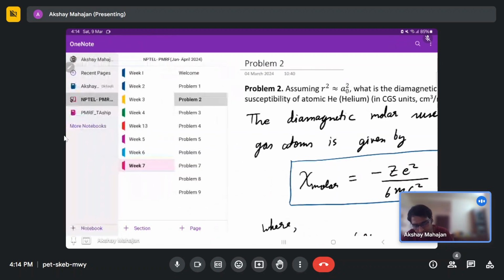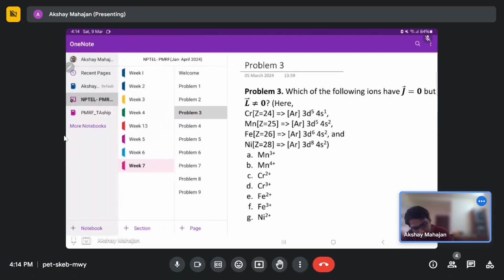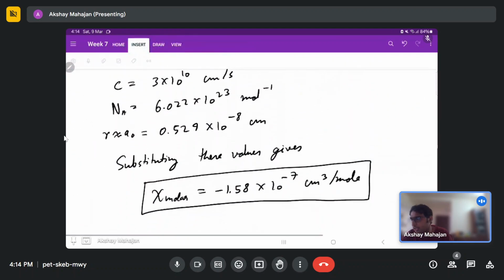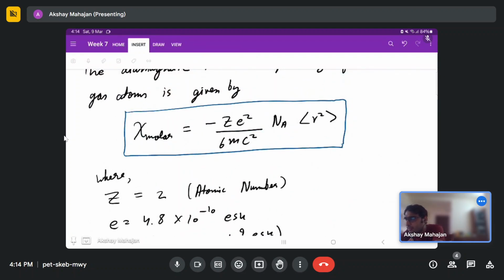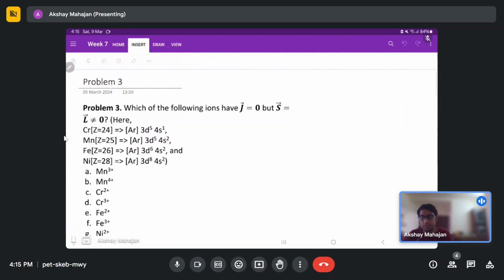So let's go to our problem number 3. Let me check if I wrote the answer there. Yes, the answer is -1.58 × 10^-7 centimeter cube per mole. And let me just check the formula is correct. It is minus Z e square upon 6mc square and the average of r square. Okay, so let's move on to problem number 3.